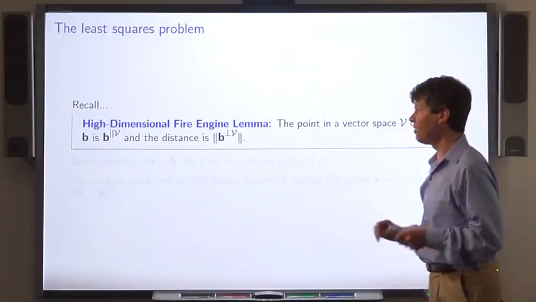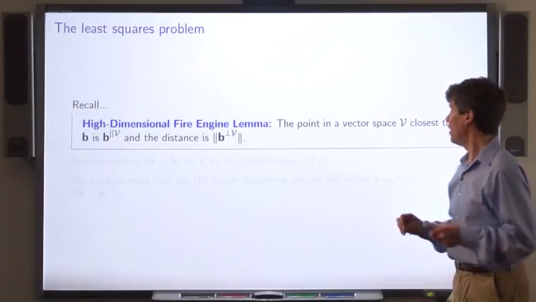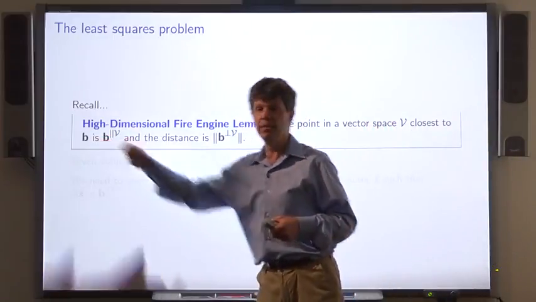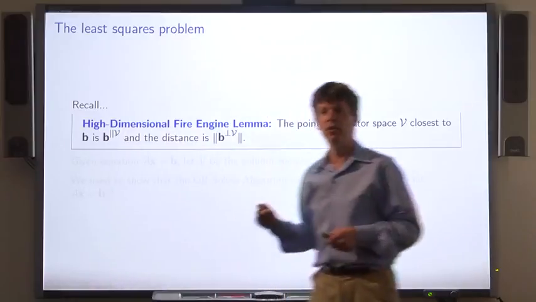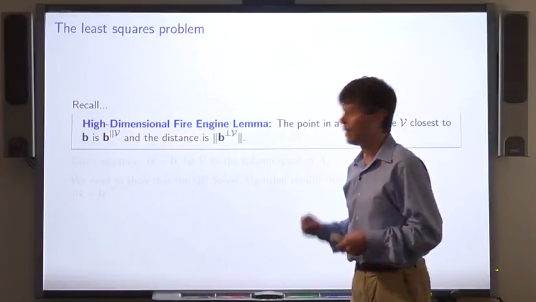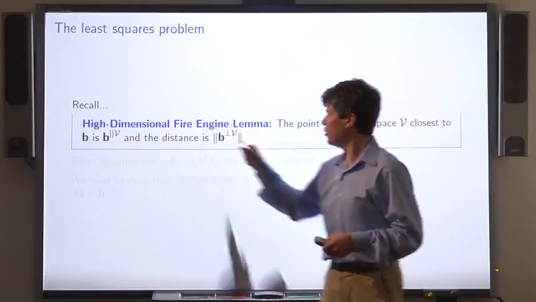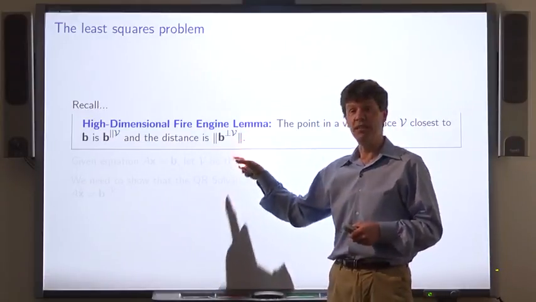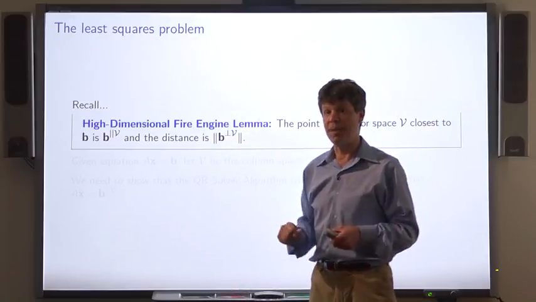Recall the high-dimensional fire engine lemma. It stated that the point in a vector space big V that was closest to a vector b is b parallel, the projection of b onto the space big V. And the distance is the norm of b perpendicular, that is, the projection of b orthogonal to the space big V.